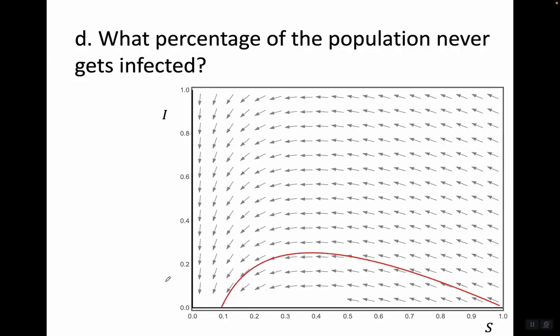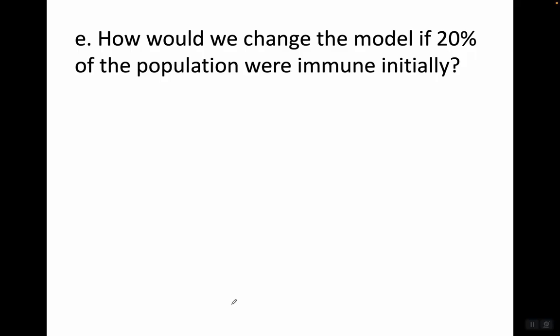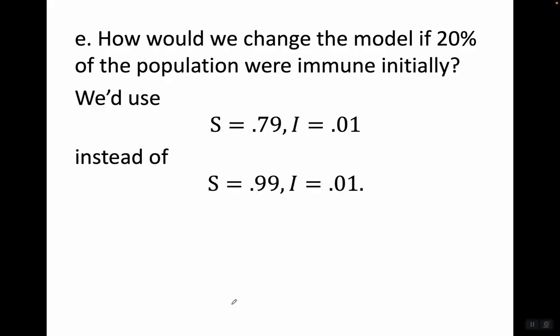What percentage of the population never gets infected? Well, we can see that from here, around 10%, because the disease dies out by the time you get to 10% of the people who are susceptible. How would we change the model if 20% of the population were immune initially, whether it's, I don't know, due to previous infection or vaccination or whatever? We'd use S equals 0.79, I equals 0.01, instead of S equals 0.99, I equals 0.01. Again, because you don't have 99% of the people susceptible, you have only 79% of the people susceptible.